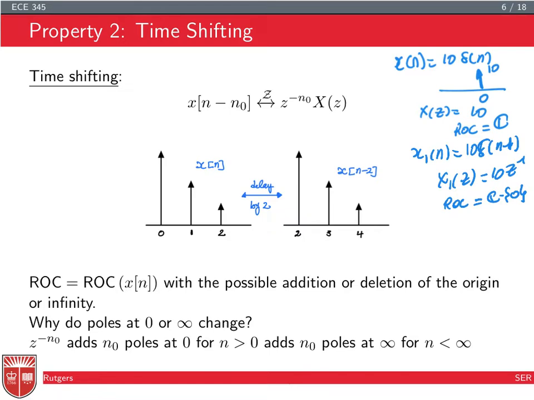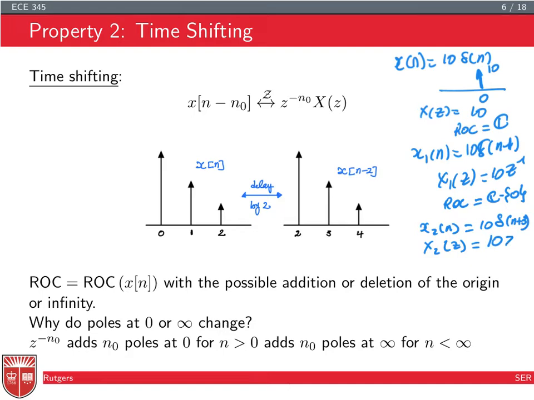Now, in the other case, if I shift towards minus infinity, let's choose x2 of n. Let's take another example: I'm shifting by 3 steps to the left. So that would be delta n plus 3, right? And now x2 of z, if you just apply the formula, or you can see it immediately here: x of z is 10, and I shifted by n0, which is negative 3, so I have to multiply by z to the minus n0, which is z cubed. Or you can immediately see it by the definition.